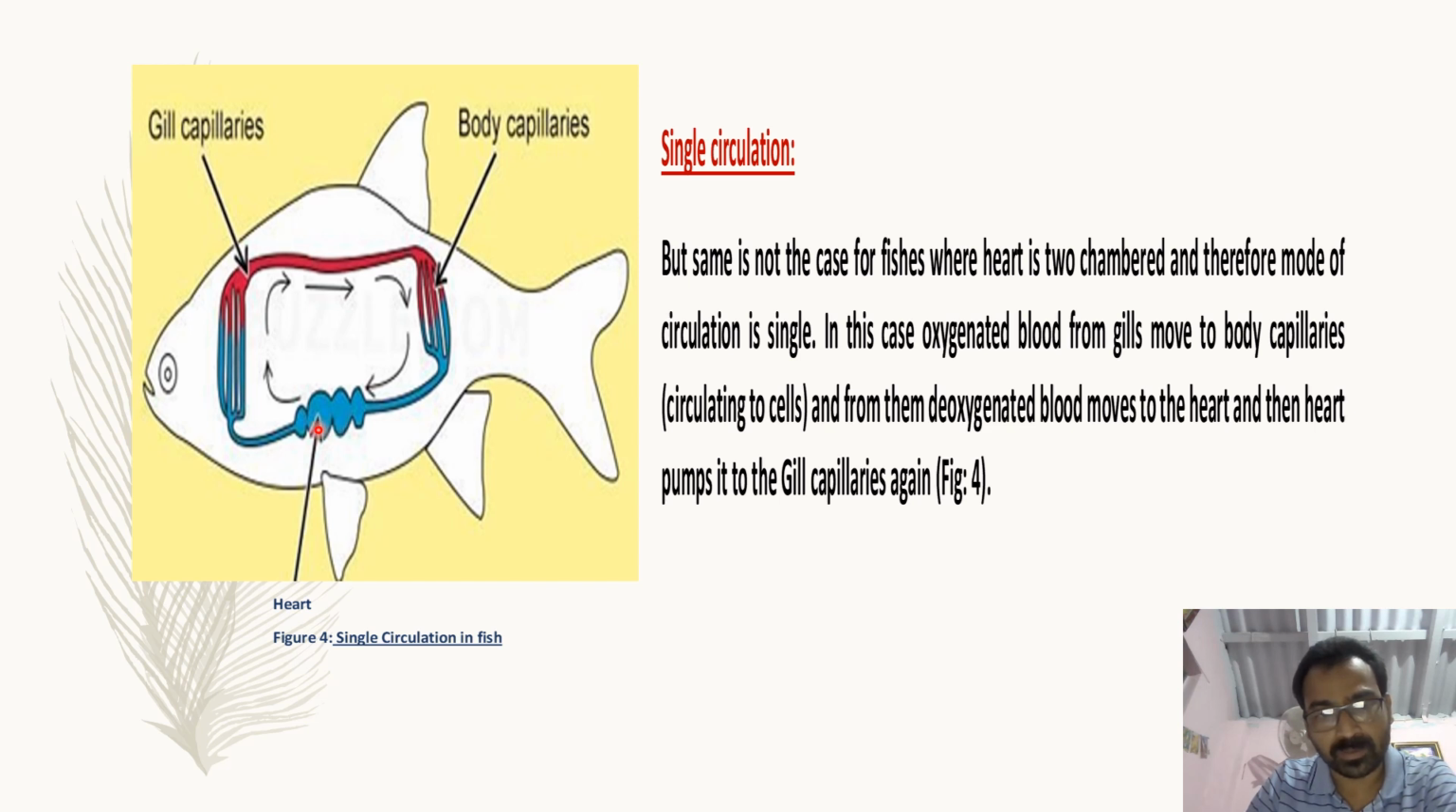There is no interventricular septum, no auricular septum. So there is a mixing of blood taking place in the case of a two-chambered or three-chambered heart. A three-chambered heart is found in reptiles and amphibians. So let us try to understand the single circulation in fishes.